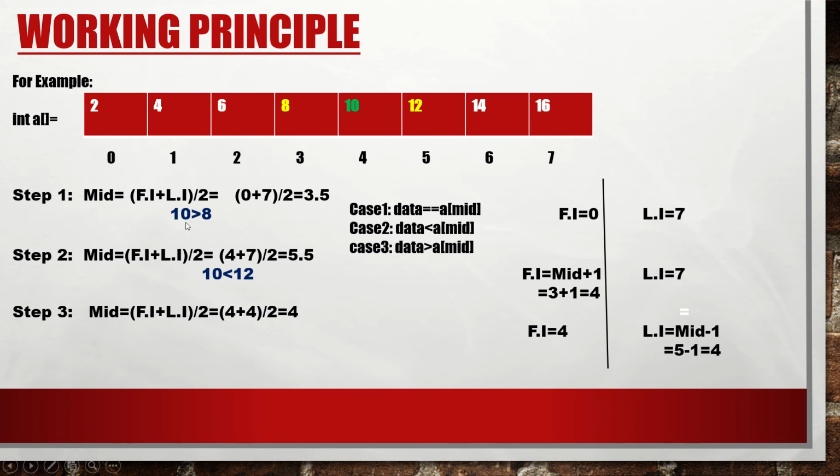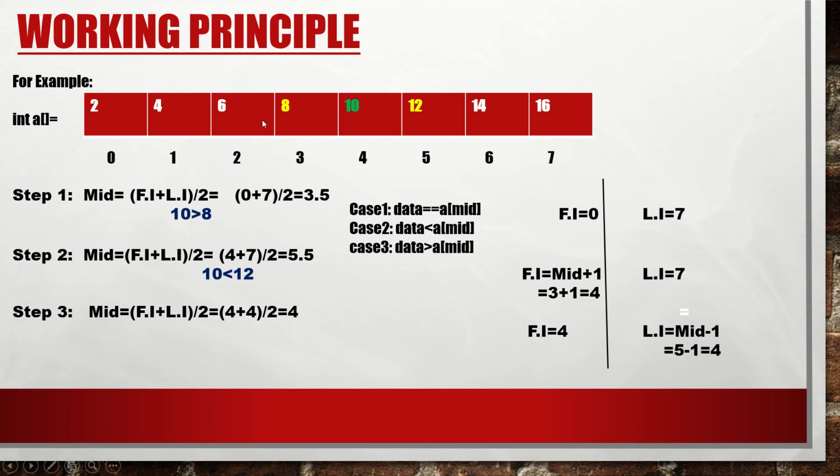So check the data, that is the element. It is greater than the mid. Yes, 10 is greater than the mid. Then we will search the right side of an array. That is the right part of the mid, from this one, from here till here. This is the right side, the right half of an array, and this is the left half of an array.